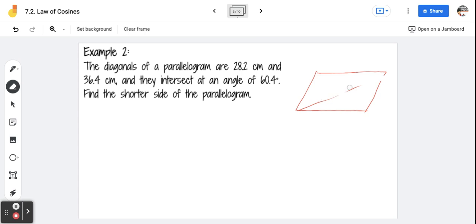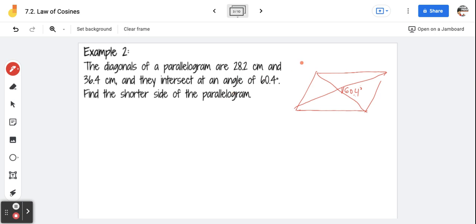It's not really easy to use. Okay, let's try this way. Oh well. And this diagonal is, okay, so we get the diagonal. So the longer one will be 36.4, and the shorter one will be 28.2. They intersect at an angle of 60.4 degrees. So this angle is obviously bigger than 60.4, so I'm going to put the smaller angle to be that. So that's this angle right in there.